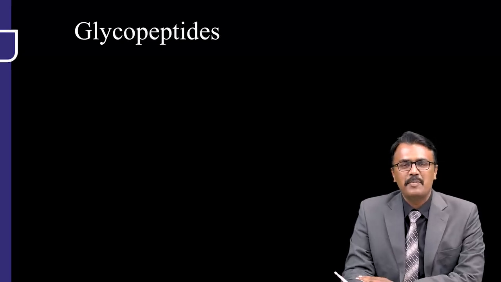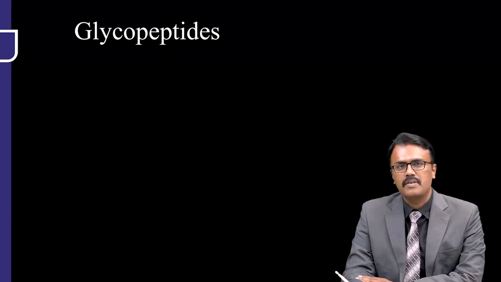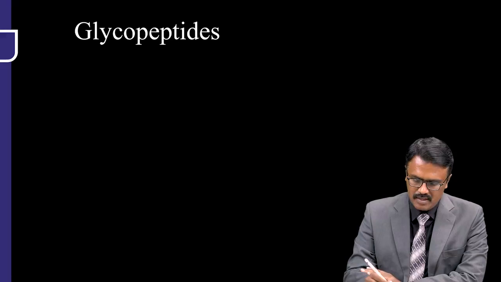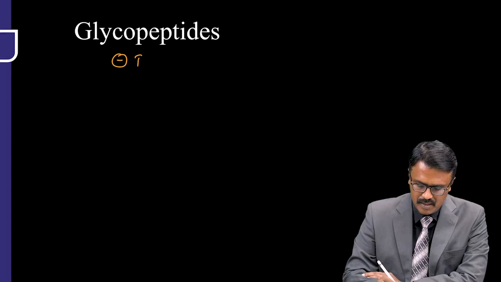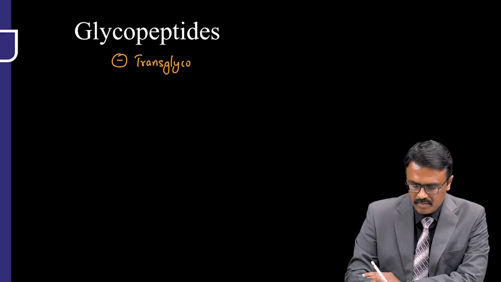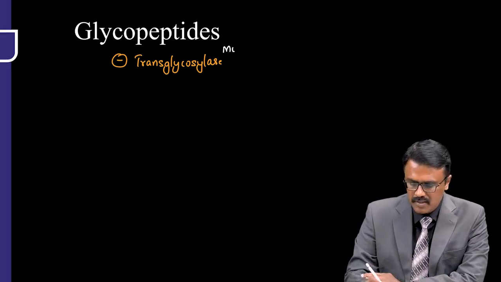Hi everyone, in this video I'll be discussing glycopeptides. So we know that certain drugs act on the cell wall, and glycopeptide is one more group of drugs which act on the cell wall. Now let me tell you, glycopeptides inhibit an enzyme called transglycosylase. So they inhibit an enzyme called transglycosylase that has been asked repeatedly in your exam.